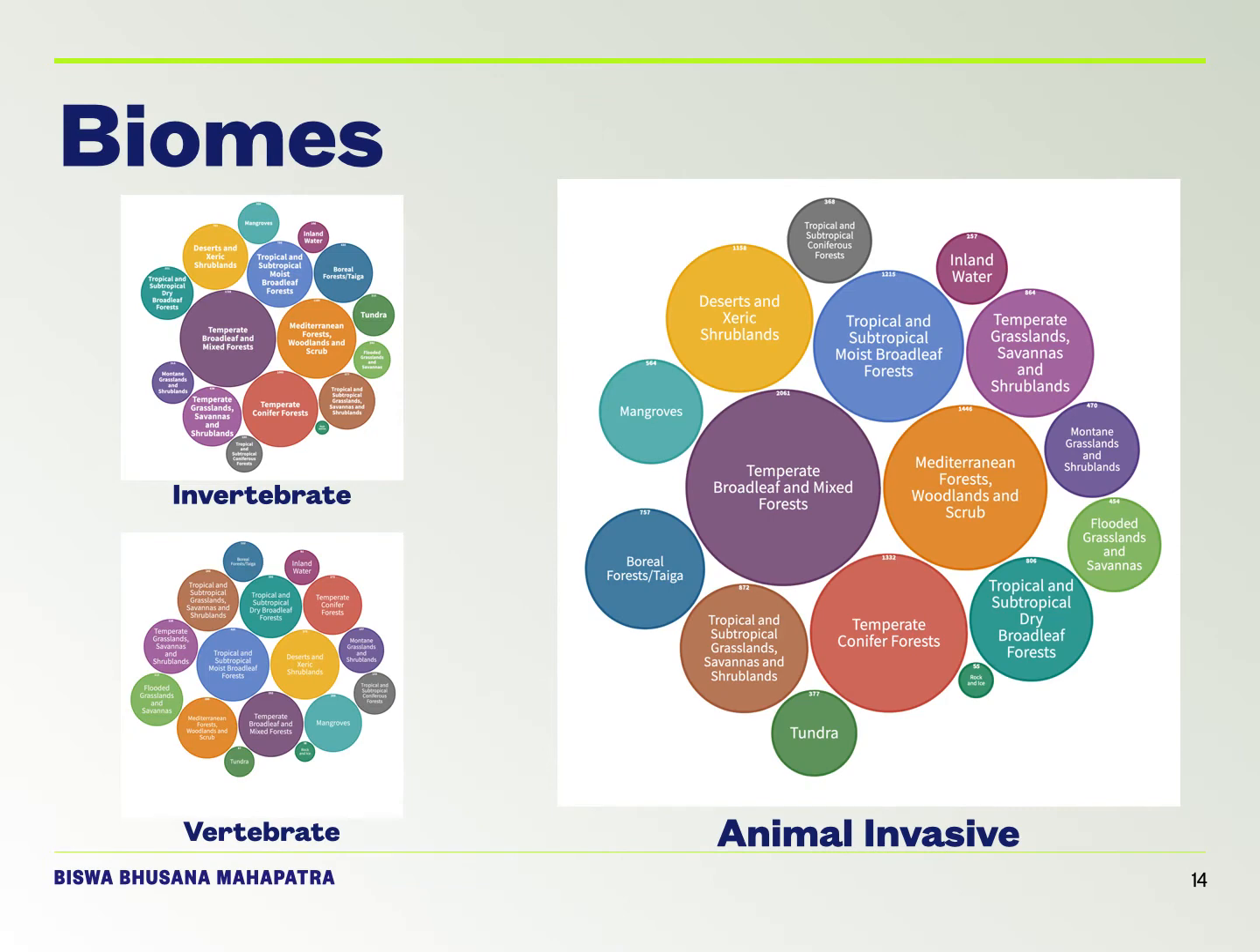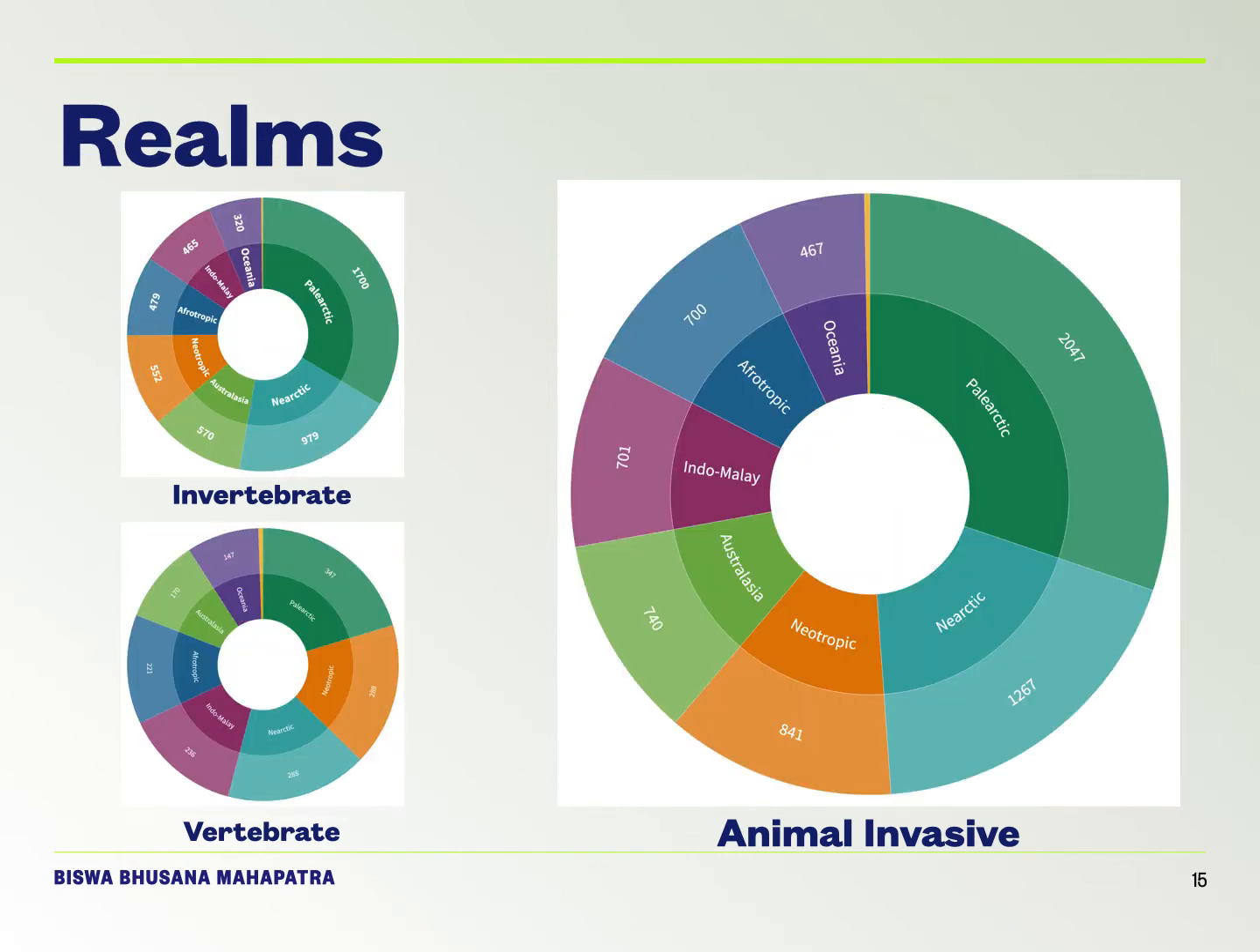In biomes, temperate broadleaf and mixed forest and Mediterranean forest, woodlands and scrub are the two biomes which have the most animal invasive species. However, in the case of vertebrates, most are in tropical and subtropical moist broadleaf forest. Similarly, in realms, the Palearctic is the realm with the highest number of invasive species.